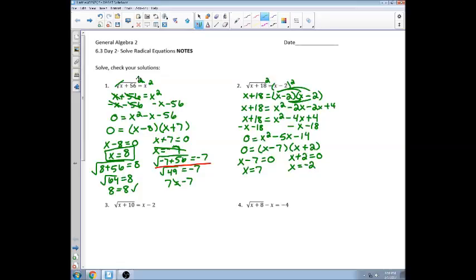Now that I have some answers, I can go ahead and check to see if they're going to be good. So I'll take the square root of 7 plus 18, put 7 in for x, is equal to 7 minus 2.